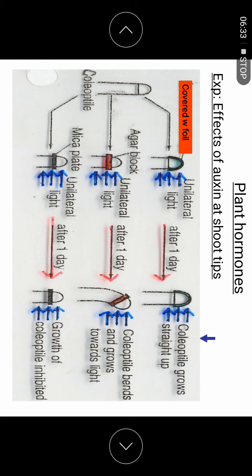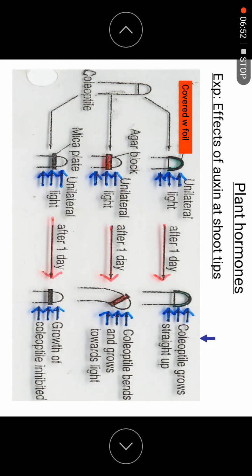Okay, because there's no light involved. The auxin is already blind. It's blind by that foil that we covered, so it will just grow upward as if there is no light, or as if the light is coming from every direction.